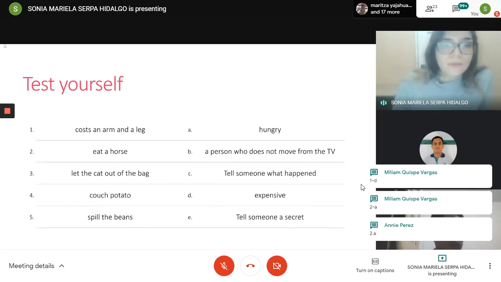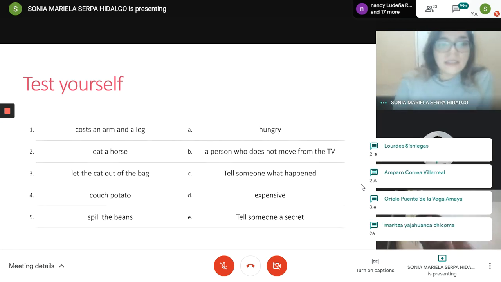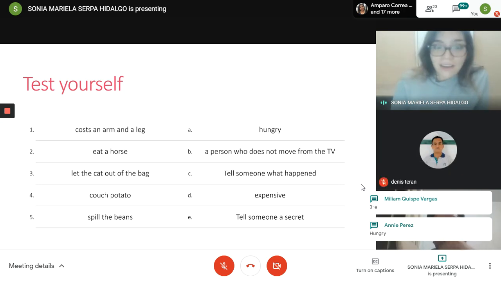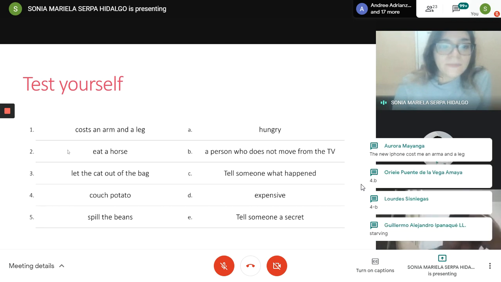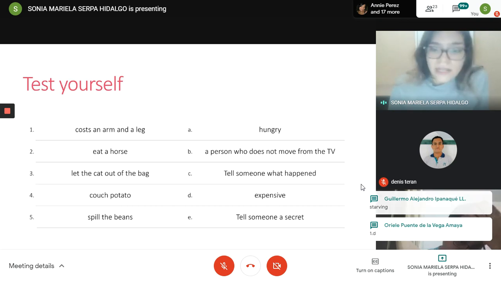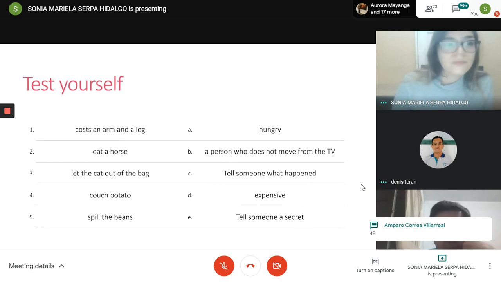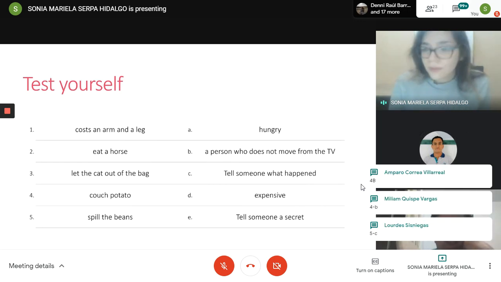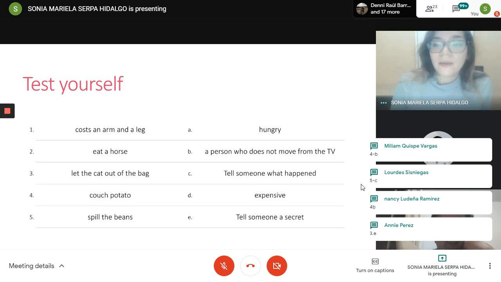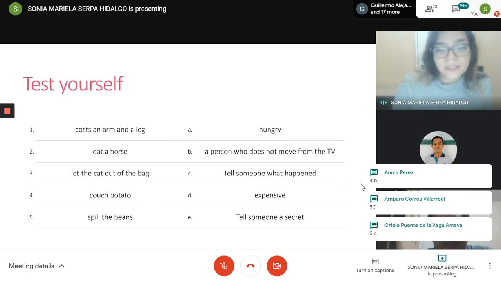2, eat a horse. What do you think could be eat a horse? 2A, good job. Hungry. I could eat a horse, I'm starving. That's a normal expression used all the time. 3, let the cat out of the bag. We already mentioned it. 3E, tell someone a secret. 4, couch potato. 4B, you got it. If you're a couch potato, you're just a lazy person.